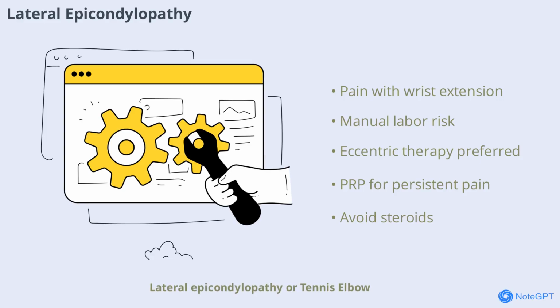Lateral epicondylopathy, or tennis elbow, is more common than its medial counterpart and affects the wrist extensor tendon at the lateral epicondyle. It's frequently seen in racket sports and manual labor involving repetitive wrist extension or gripping. Patients report lateral elbow pain, especially with wrist extension, often following repetitive activity. Examination shows tenderness distal to the lateral epicondyle and pain with resisted wrist extension, but strength is usually preserved.